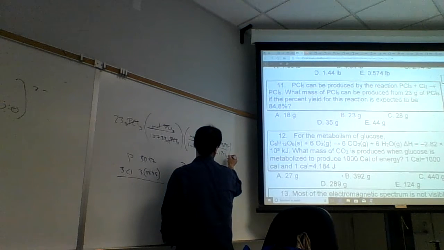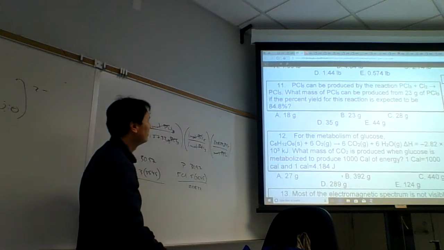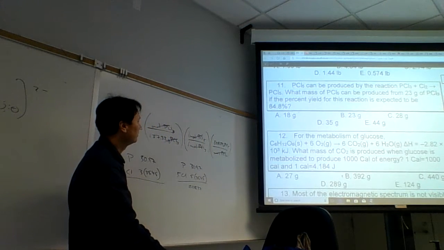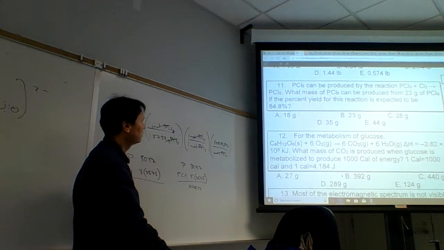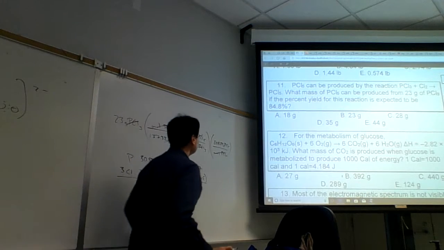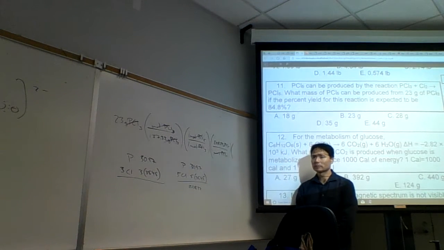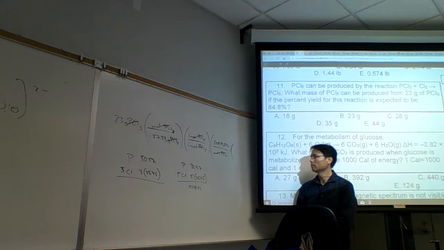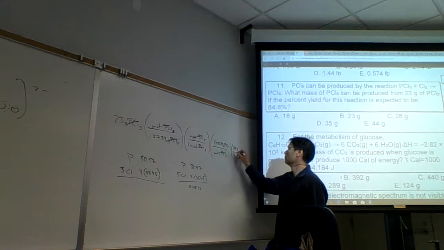And then we're losing some of it. How much are we going to lose? We're going to lose about 15.2%, so we're only going to recover 84.8%. So how should I write that here? 84.8% yield. 84.8 over 100.